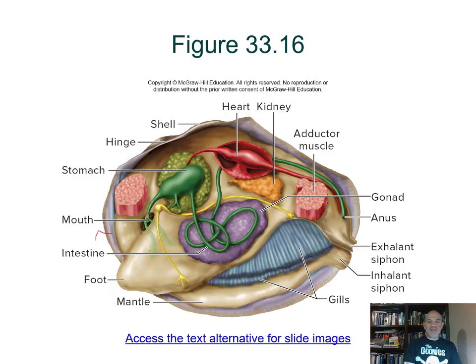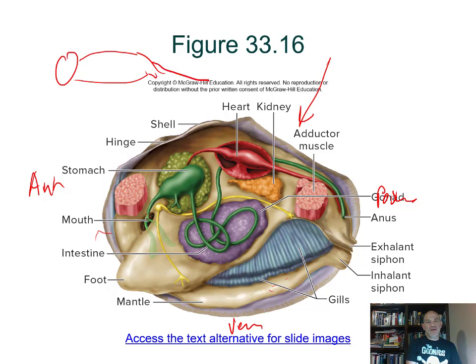The inhalant siphon, this is the right side of the shell because this is anterior, this is posterior, and this is ventral. So you can imagine an animal laying on its belly with the head end here and the tail end out here. The side on the other side of what we can see is the right side. This would be the left side. So this is the right valve that's still there, the shell overall.